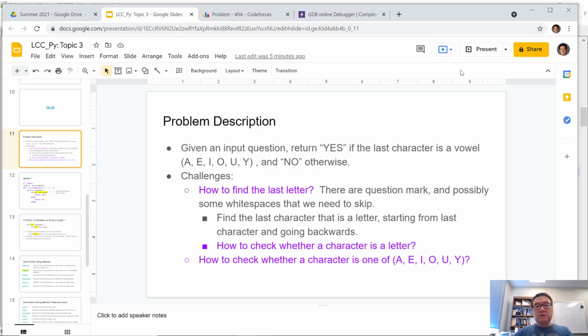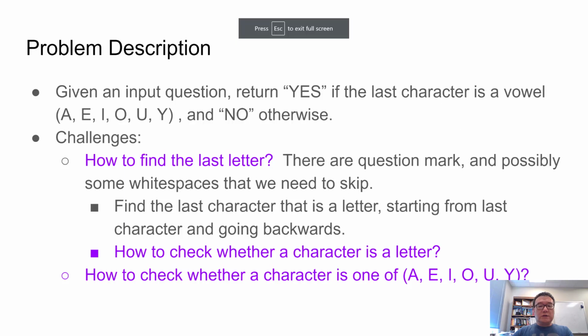So that's this problem. Now, the way to write programs is to break it down into individual steps that you know what to do. At least there are two things that we need to do. The first one is we need to find the last character that is a letter. And the second thing is we need to check whether that letter is a vowel or not. So it's one of A, E, I, O, U, Y.